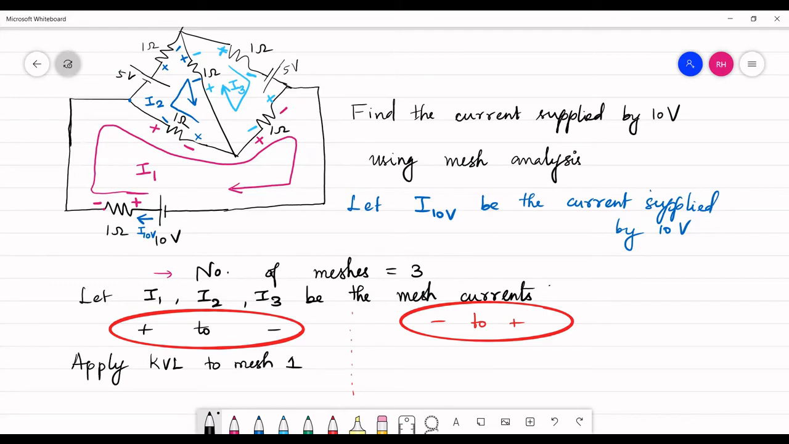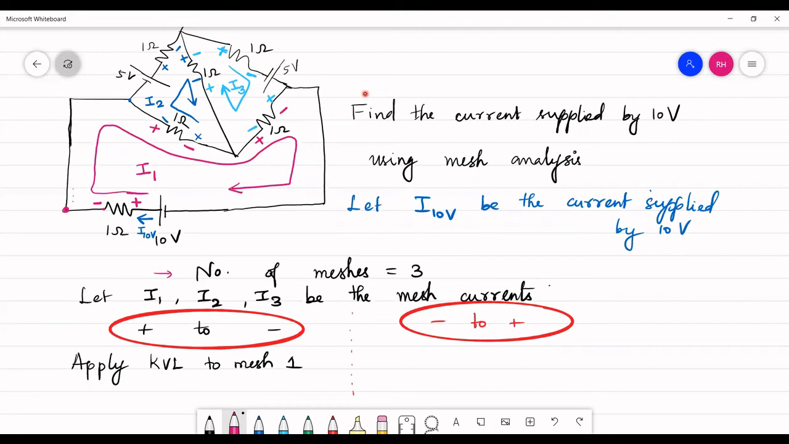So whenever you apply KVL to a mesh, remember as if you're going to take a walk along the path of a park. Okay, so let me start from one point, rotate along the mesh and come back to the starting point. As I travel, I'm going to write all the voltages that I see. So let me now show you. So here I'm taking a walk. So I just start my walk from here.